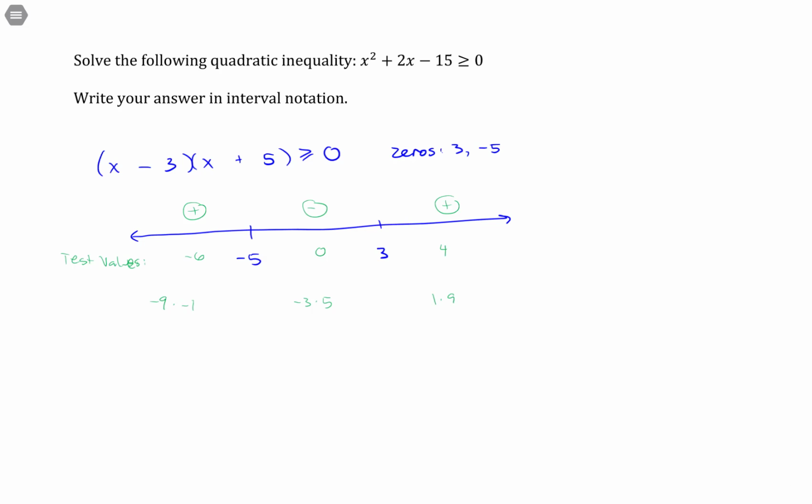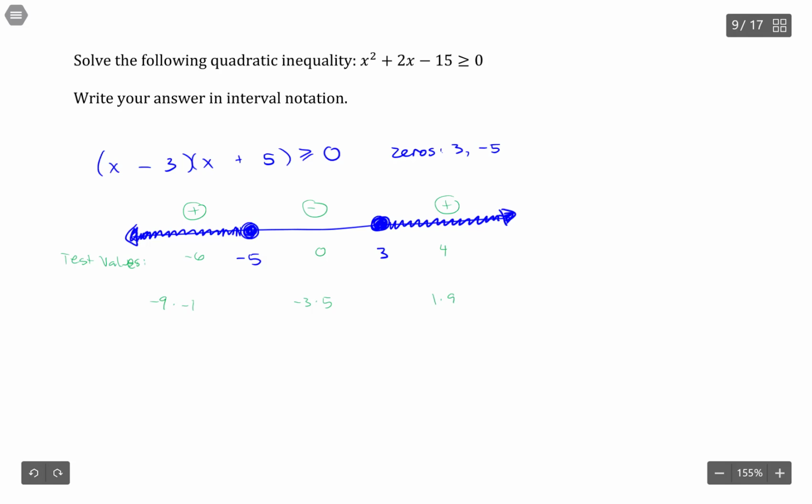Now, I'm looking for values that are greater than or equal to 0. So clearly at the zeros of the polynomial, we're equal to 0, so we're going to include those. And then for greater than 0, it's any values that are positive. So on this interval here, and this interval right over here. So our final answer will be the values from negative infinity to negative 5, including, then from 3 to positive infinity.